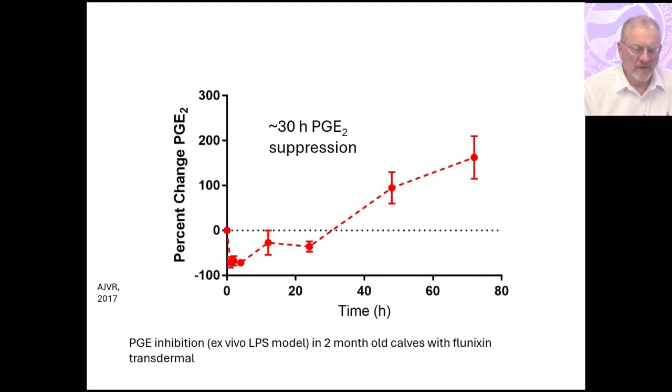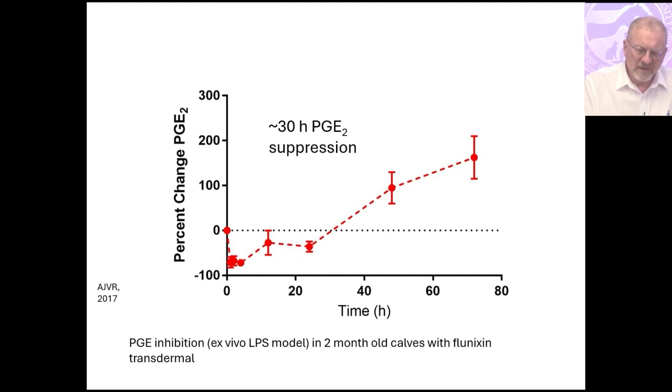So here we have a drug that's approved, has a pain approval in cattle, has a milk withhold in dairy cattle, and has been shown to have an effect against prostaglandins and for pain.